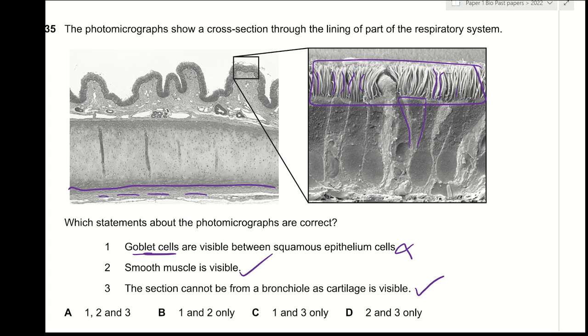This is also correct because bronchioles do not have cartilage, and we just said that we have a huge block of cartilage here. Therefore, the answer is going to be D.